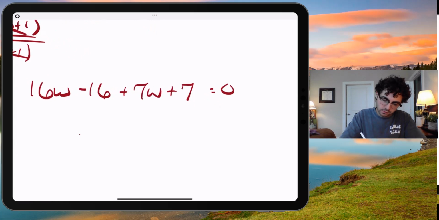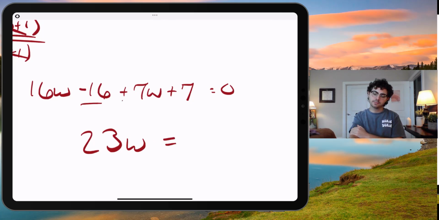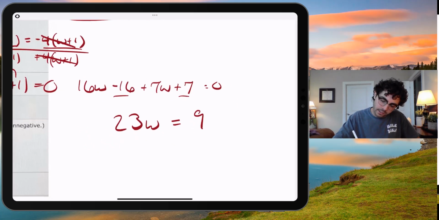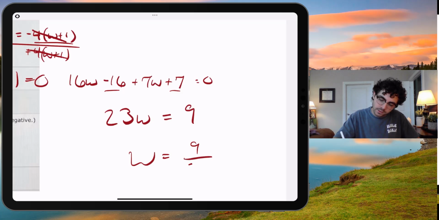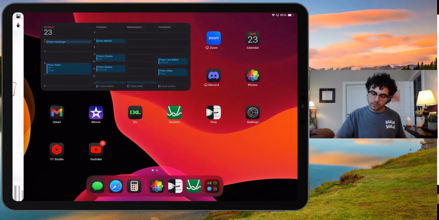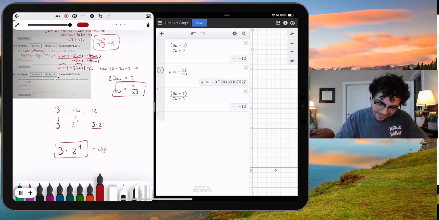Let's combine the w's, 23, and let's combine the numbers but then move them over. So 7 minus 16, that's hurting my brain right now. Why is that hard? Is that 9? Negative 9. Yeah, so negative 9 on the left side, but when we add that over, that's going to be positive 9. So we divide by 23, and we get w is 9 over 23. That's crazy. I hate having to keep checking these, but I feel like I have to if I want to provide you with the correct answers.